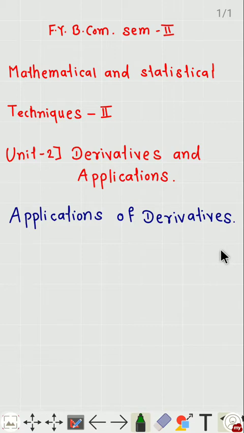This is FY BCom semester second class, Mathematical and Statistical Techniques, second unit number 2, derivatives and applications. So in this lecture we see some applications of derivative, and in the previous lectures we have studied some functions in economics. Some of these functions are: first function is a demand function. Let us revise all these functions.